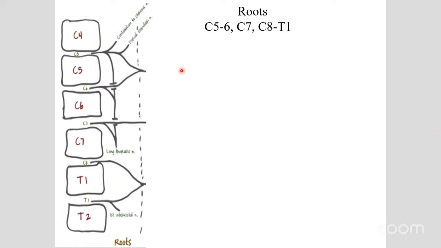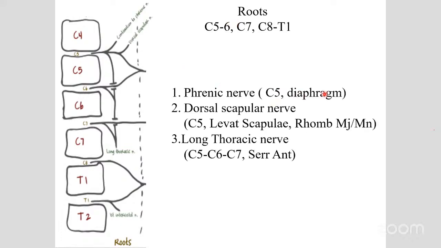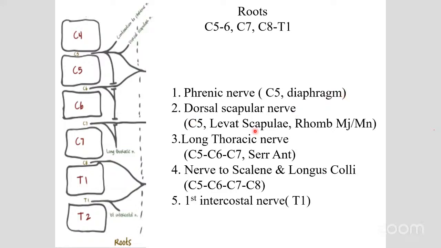The branches which arise from the roots are the phrenic nerve, which arises from C5 and supplies the diaphragm. The dorsal scapular nerve, which arises from the C5 root, supplies the levator scapulae, the rhomboid major and rhomboid minor. The long thoracic nerve, which arises from C5, C6, and C7 nerve roots, supplies the serratus anterior. The nerve to scalene and longus colli arises from C5, C6, C7, C8 nerve roots. And the first intercostal nerve arises from the T1 nerve root.